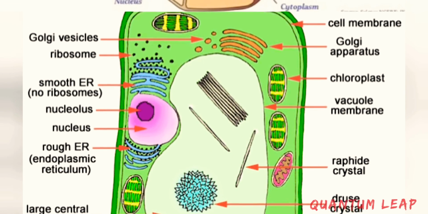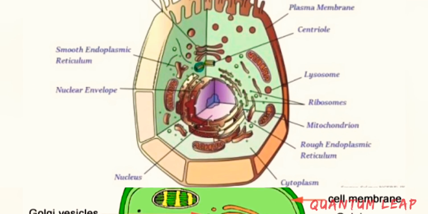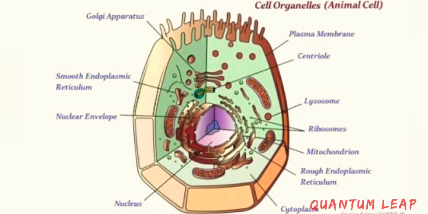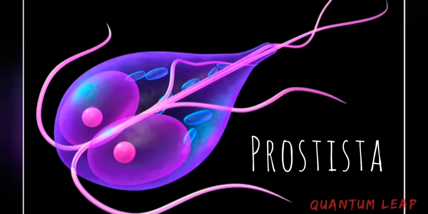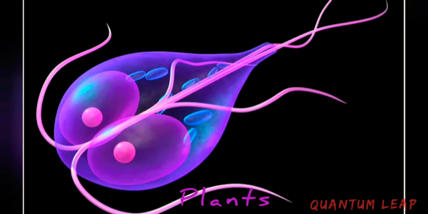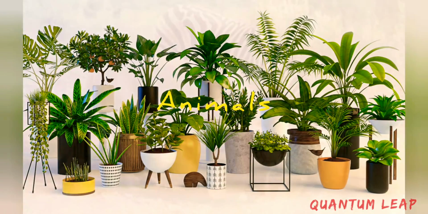Next, you can see the diagrammatic representation of an animal cell. Here you can see the size of the vacuoles is comparatively smaller, but it has another important organelle, the centrioles, which are generally absent in plants. Eukaryotic organisms include Protista, which are unicellular eukaryotes, plants and also animals.